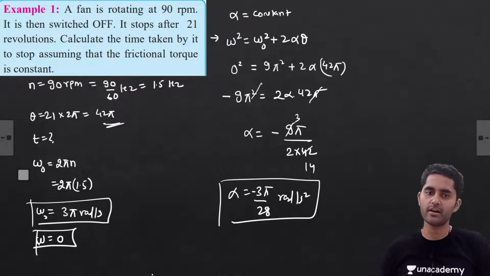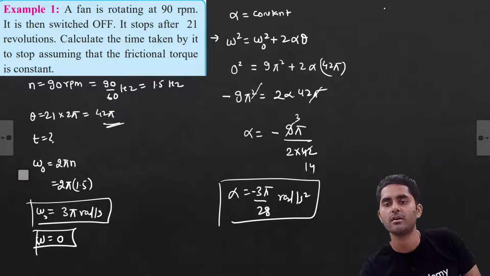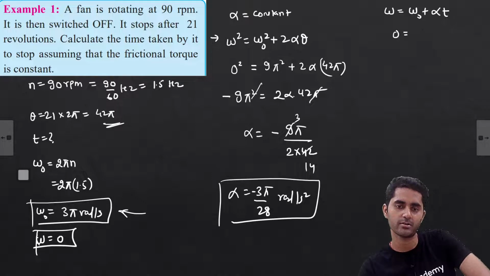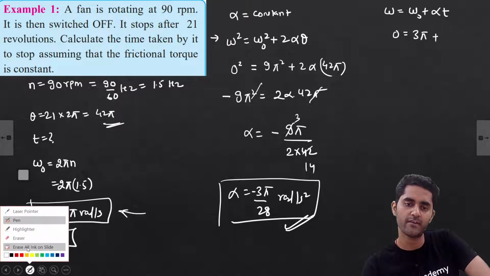Once you have got alpha, now you can use the first equation to get time. What is the first equation? Omega is equal to omega naught plus alpha t. So what is omega? Omega is 0. What is omega naught? This is your omega naught, 3 pi. Plus what is alpha? Alpha is from here.